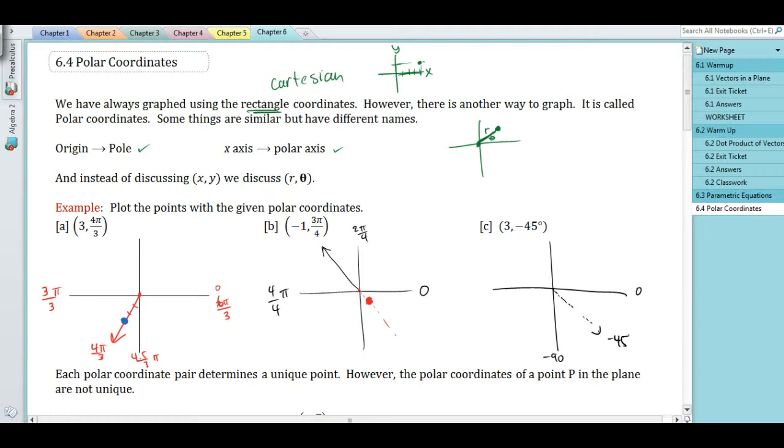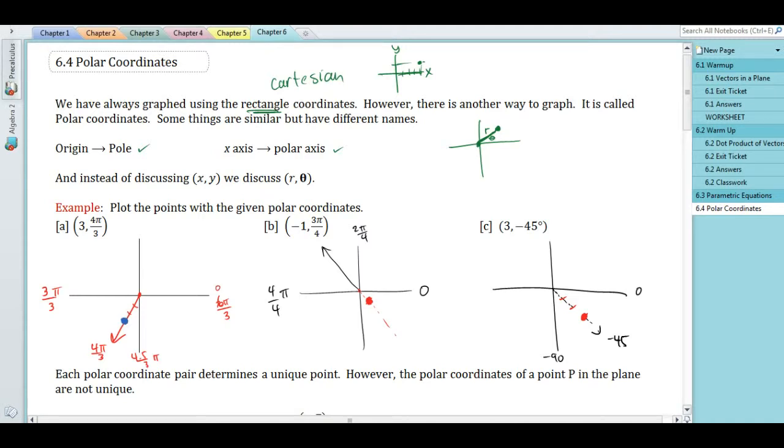And where is the point? Well, you're standing at the pole, you're looking in that direction, and now travel out 3 units. So count out whatever you think is 3 units, and wham, there's the point. And that's the exciting part of polar graphing.